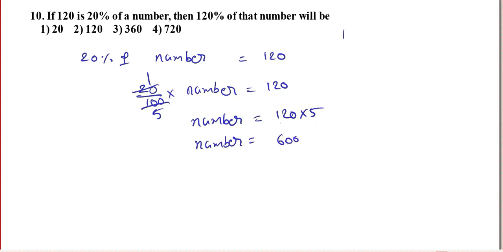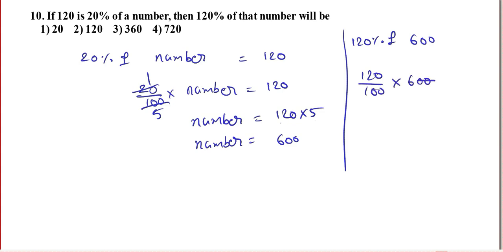And what are we asked to find out? We are asked to find 120 percent of 600. So 120 per 100 into 600. The zeros get cancelled. 120 into 6, that is 720 is the answer. So the fourth option is the correct one.